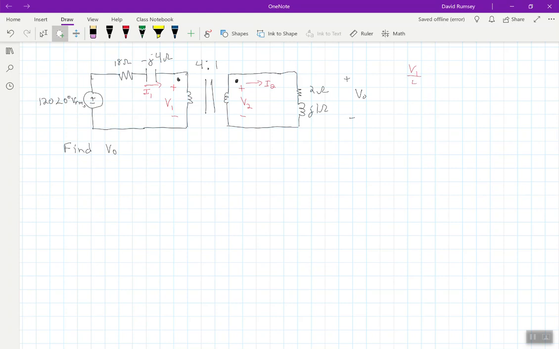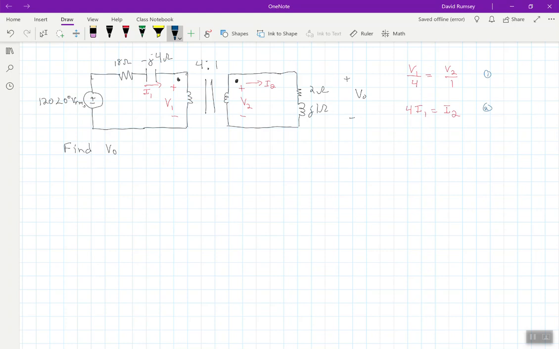V1 over 4 is equal to V2 over 1. And 4I1 is equal to I2. So I'll even write this as equation 1 and equation 2 here. Okay. Well, we're asked to find what V out is.